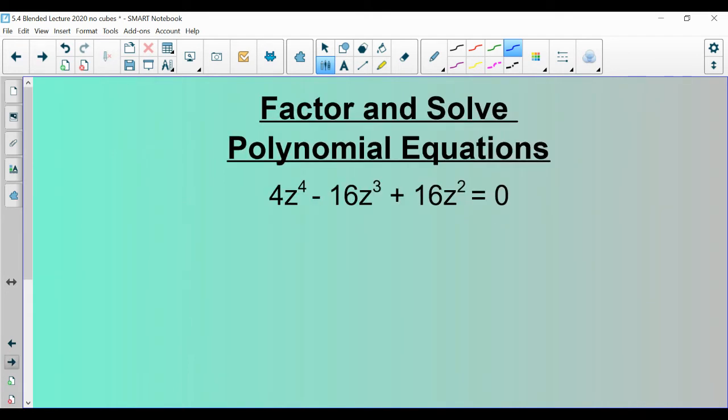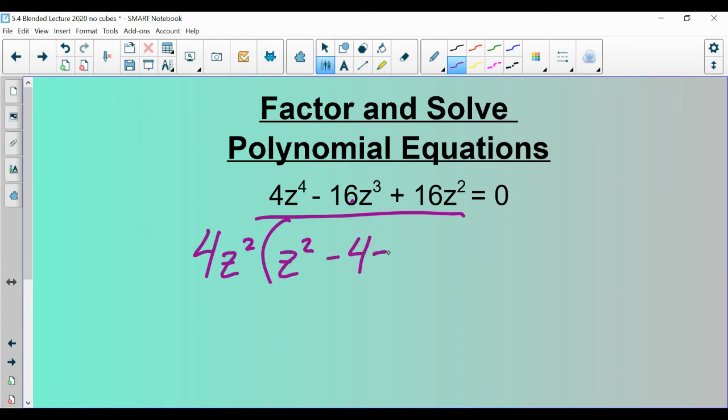So let's go ahead and try this one. This is a good time to pause, see if you're able to come up with this solution. Right away, I noticed that they do have something in common. Not only do they have a 4 in common, 4 is a factor of 4, 16, and 16, but they also have a z squared in common. If I were to factor out a 4z squared, I would be left with z squared minus 4z plus 4.